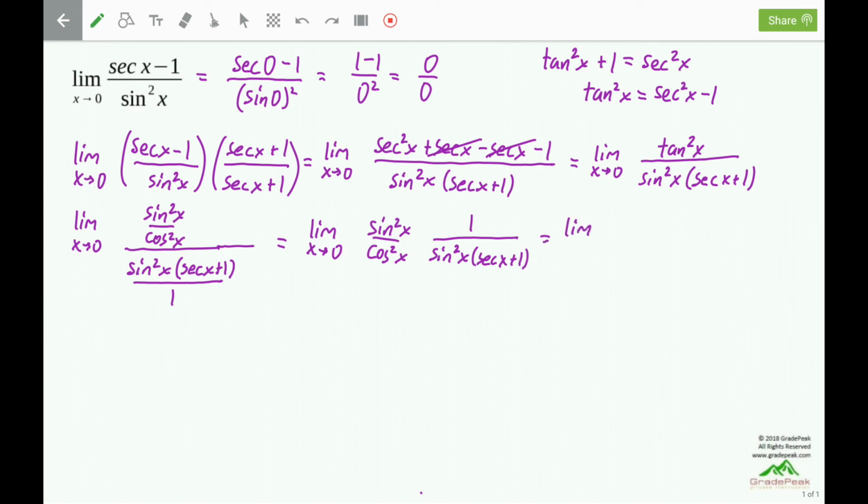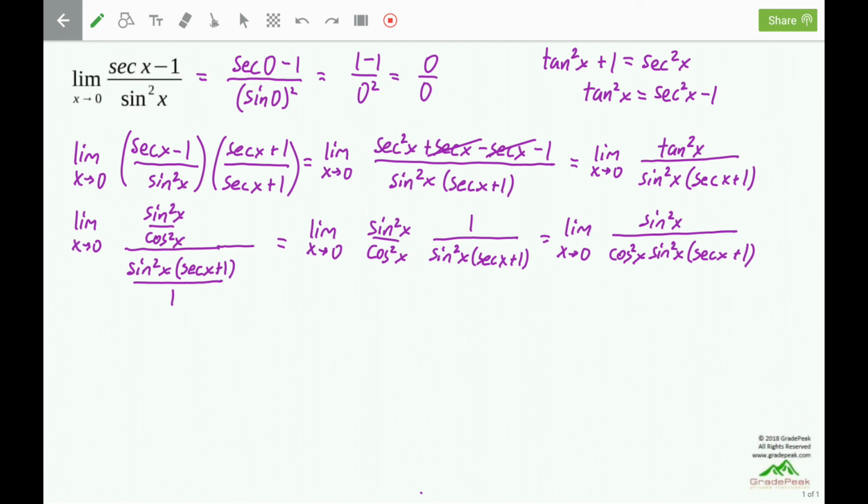And we can now multiply those fractions with each other, which gives us the limit as x goes to 0 of, in the numerator, sine squared of x times 1. In the denominator, we have cosine squared of x times sine squared of x times the secant of x plus 1.